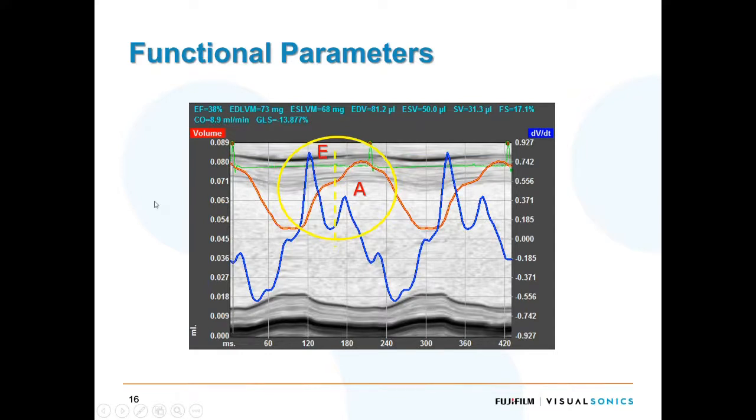This is still dependent on heart rate conditions and orientation of your image. If you have a slow enough heart rate, usually around the 400 beats per minute range, then you can get a separation of your E and A on the strain software.